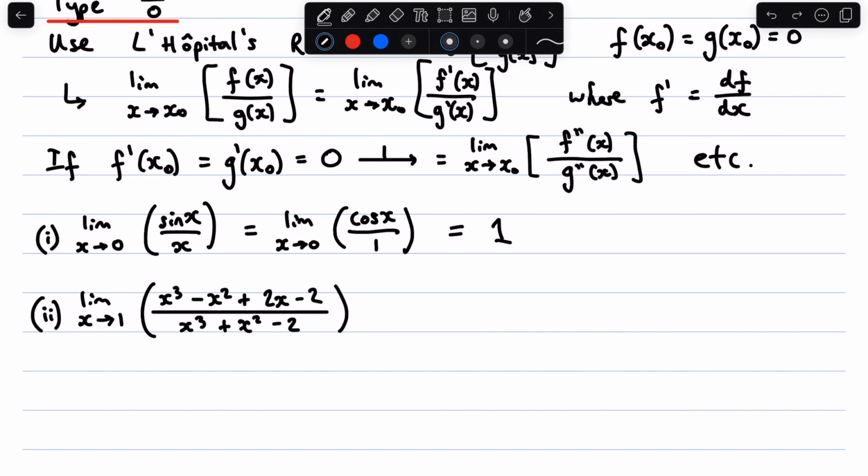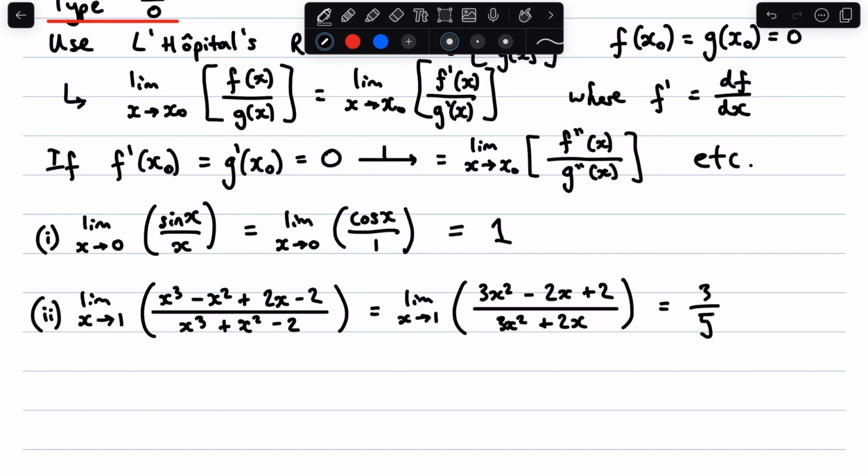So we can differentiate using L'Hopital's rule, and we get the limit as x tends to 1 of 3x squared minus 2x plus 2 divided by 3x squared plus 2x, and that is going to be 3/5. So those are our results using L'Hopital's rule for the sinc function and this function here.